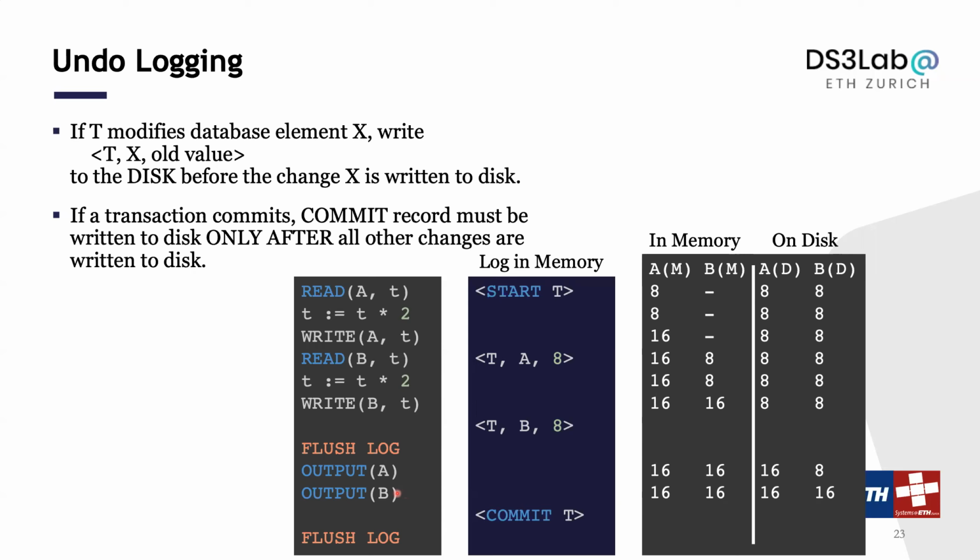Once all the changes from the transaction are done, this is the second condition, you put a commit record to the log, and then you flush the log again. When you flush the log, this record will actually be on hard drive. Before you flush the log, this record is just in main memory. When you pull the plug and open again, that commit record is not there if you haven't flushed the log yet. So this is a very simple example of undo logging.